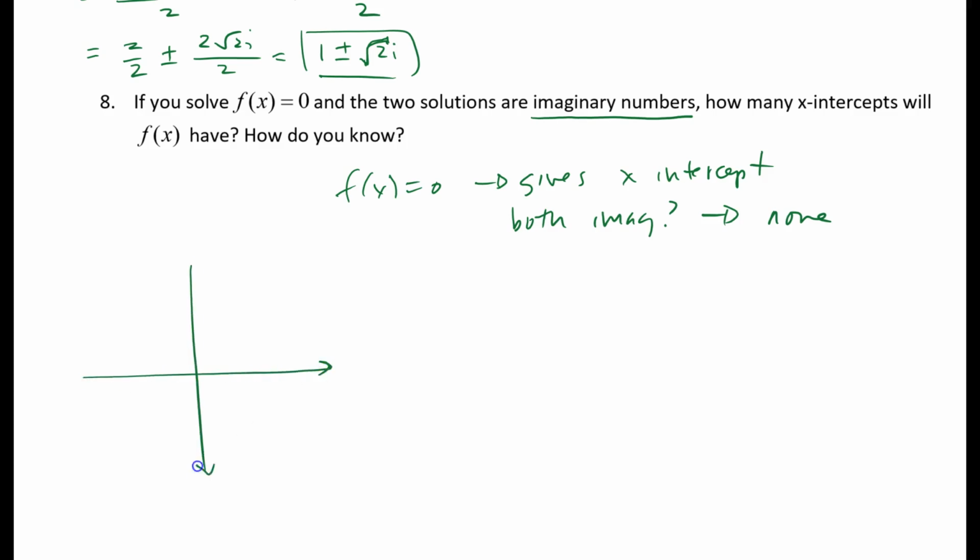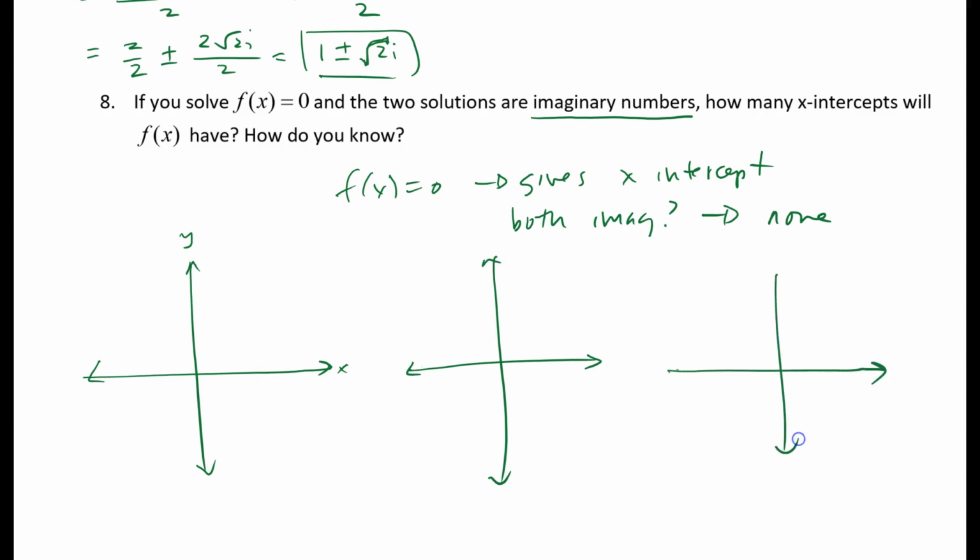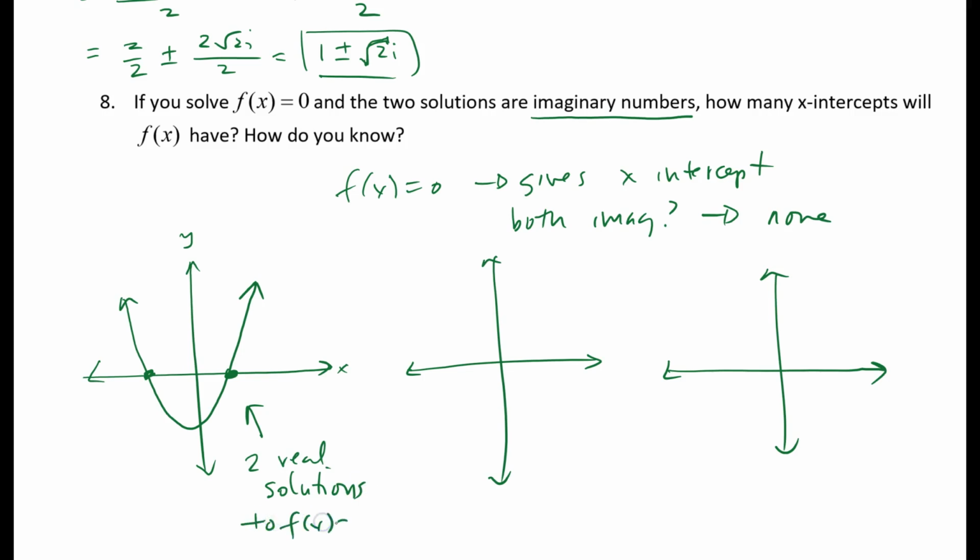So if I have an xy plane, there's like three scenarios of how a parabola can intersect the x-axis. The first one would be what we often see, where the parabola hits in two spots. So normally we're going to get two real solutions to f of x equals 0.